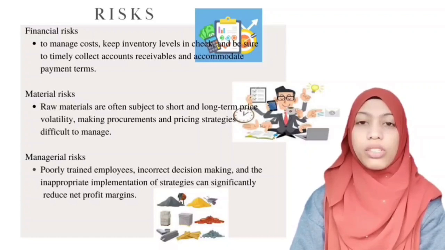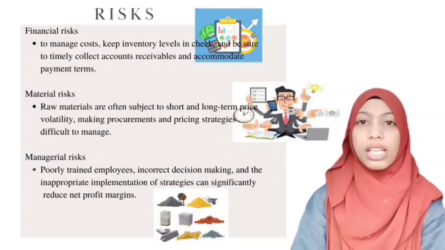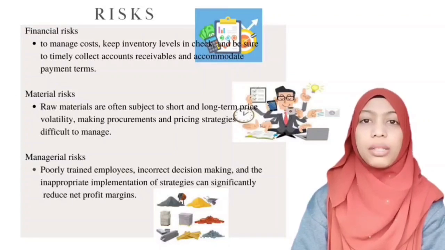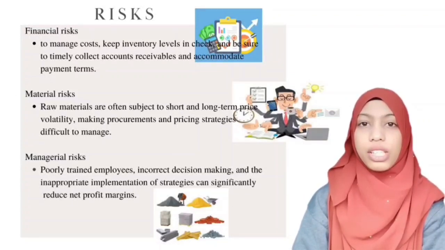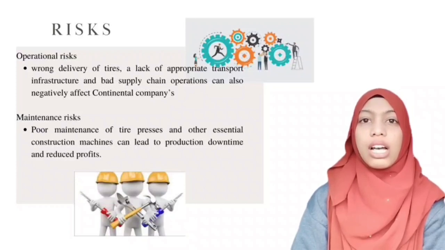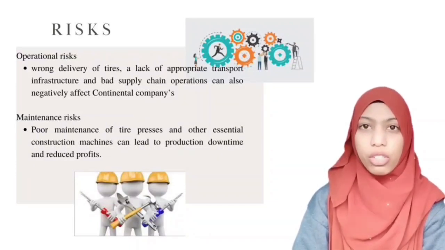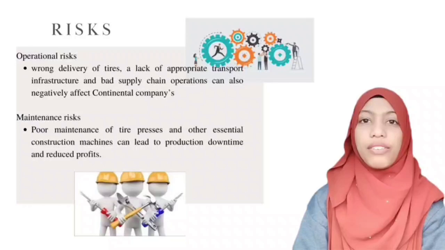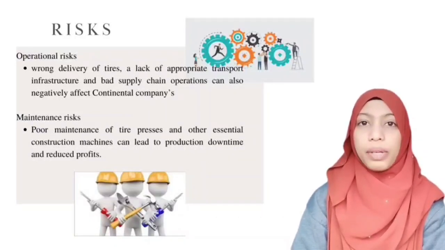Sophisticated technical equipment is required for the production of tires. Due to their complexity, technical malfunctions and breakdowns can occur. Manager risk: poorly trained employees, incorrect decision-making, and inappropriate implementation of strategy can significantly reduce the net profit margin. Operational risk: for example, wrong delivery of tires, a lack of appropriate transport infrastructure, and bad supply chain operations can also negatively affect the Continental company. Last is maintenance risk. Poor maintenance of tire presses and other essential construction machines can lead to production downtime and reduced profits.